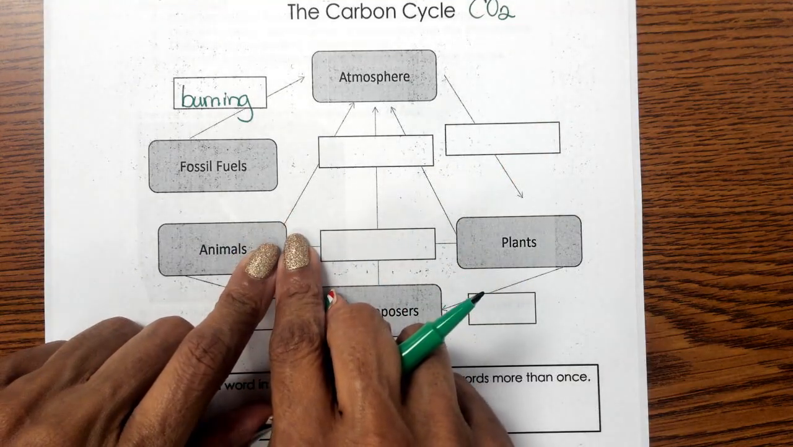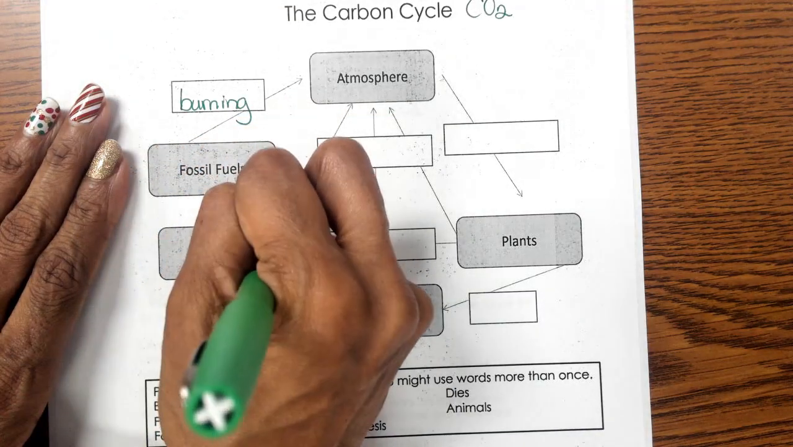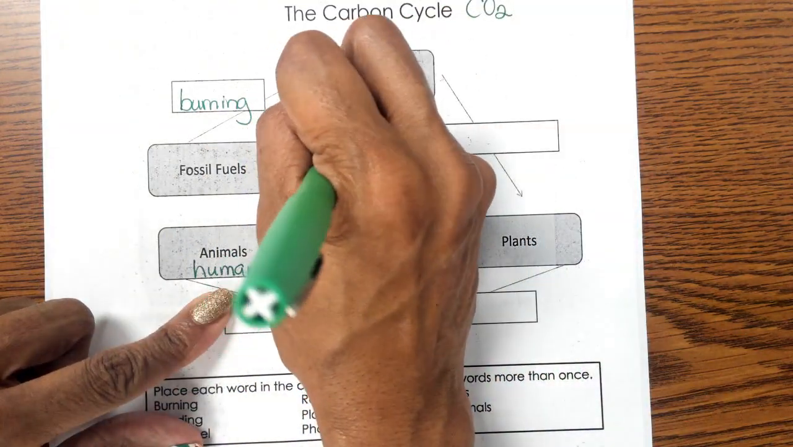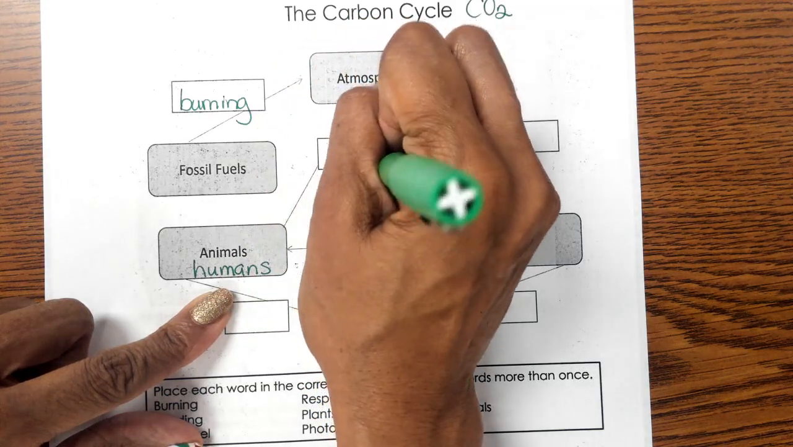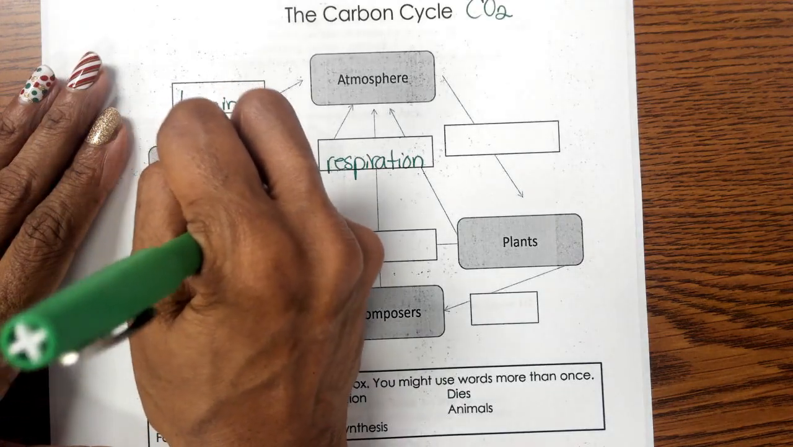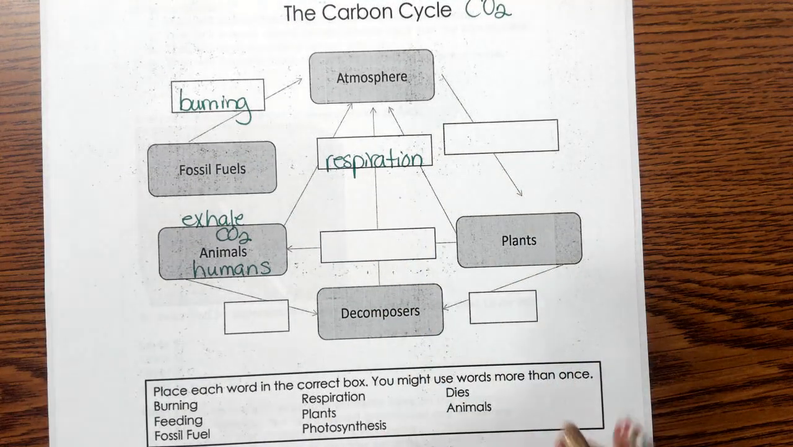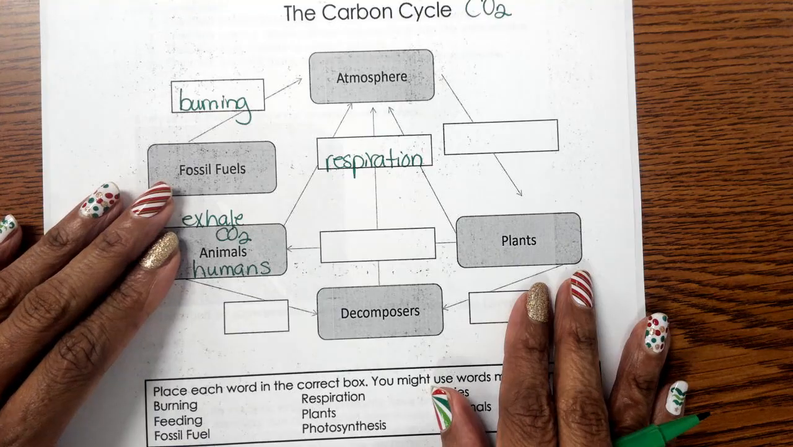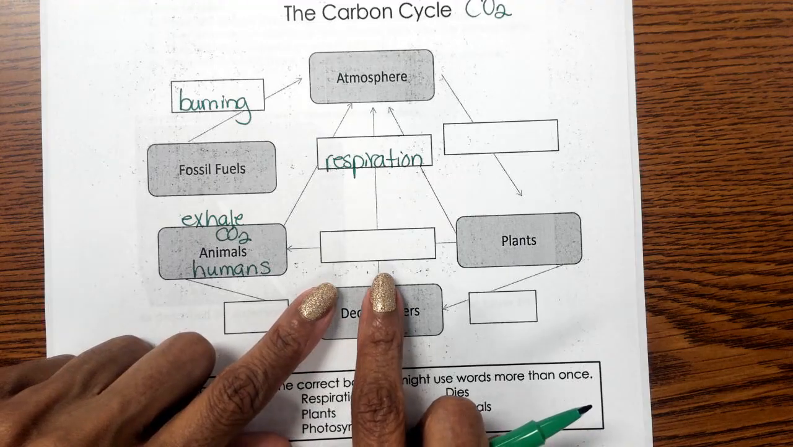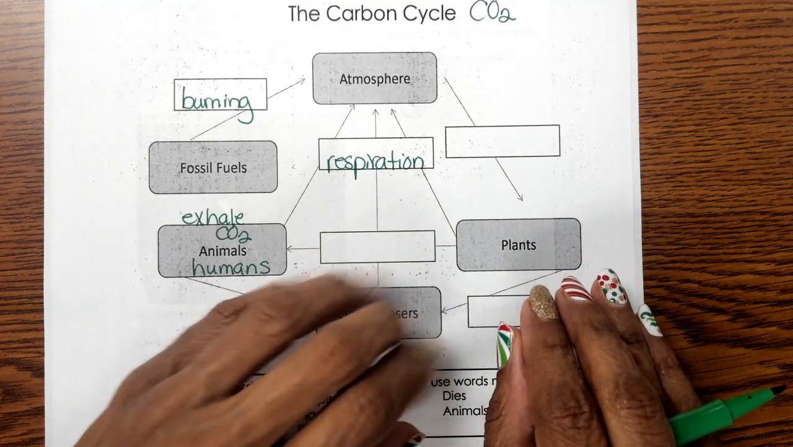Okay, so animals, and I'm going to put humans here. When we exhale, carbon dioxide goes back into the atmosphere through respiration. So whenever we talk or exhale, CO2 goes back into the atmosphere. Okay. And then another way, all right, so let me go over here next. I'm trying to do this in an order that does not confuse y'all.